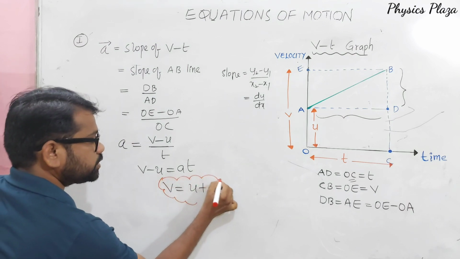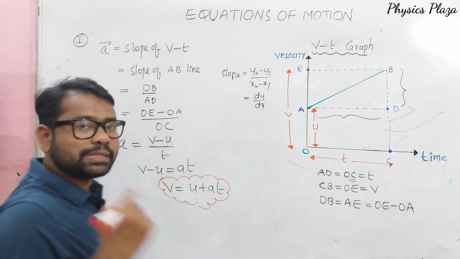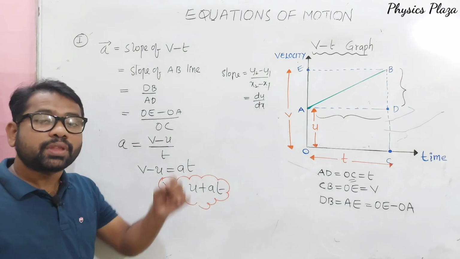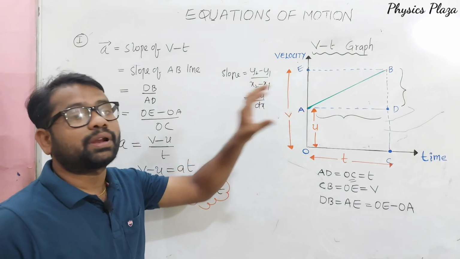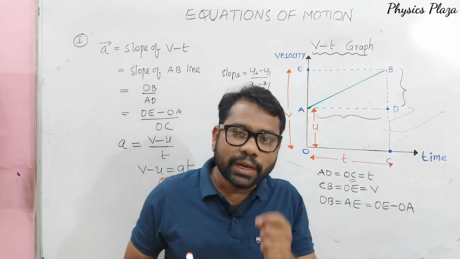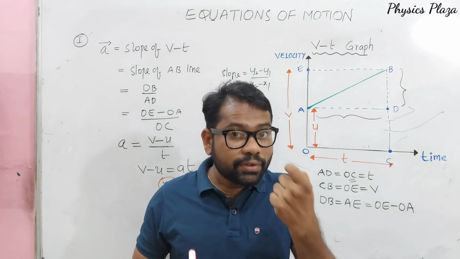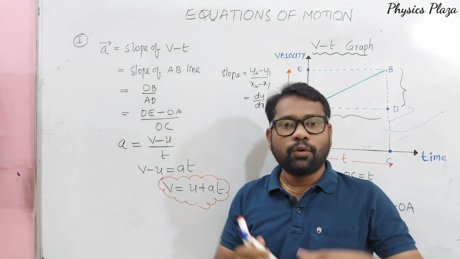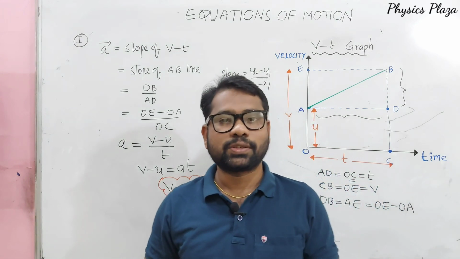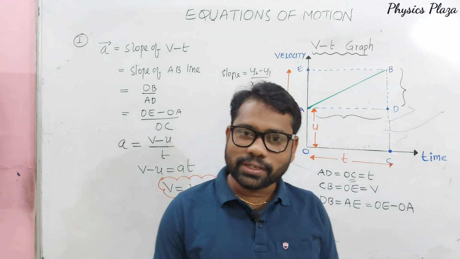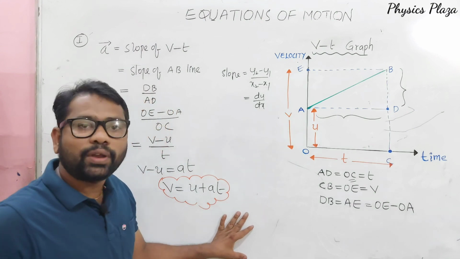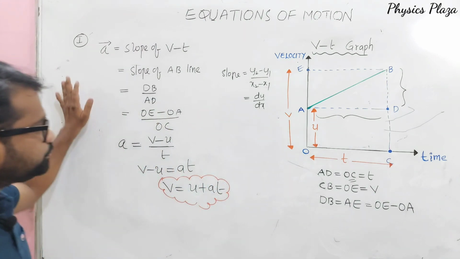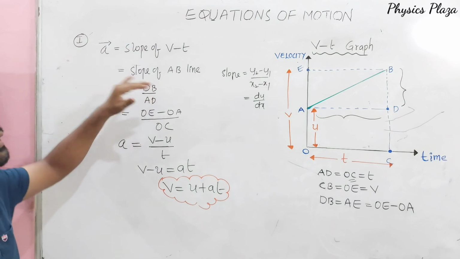First equation of motion. Of course we already derived it by a general method, but this is how we can derive the first equation of motion using a velocity time graph. Children, in order to derive the first equation of motion, what do we have to do? We just have to calculate the slope of the velocity time graph. What does the slope give? It gives acceleration. Okay, children, fine. Just copy it, and then we will move to the second equation of motion.